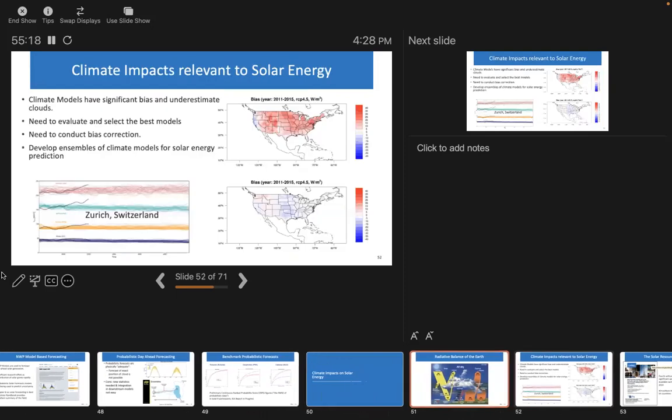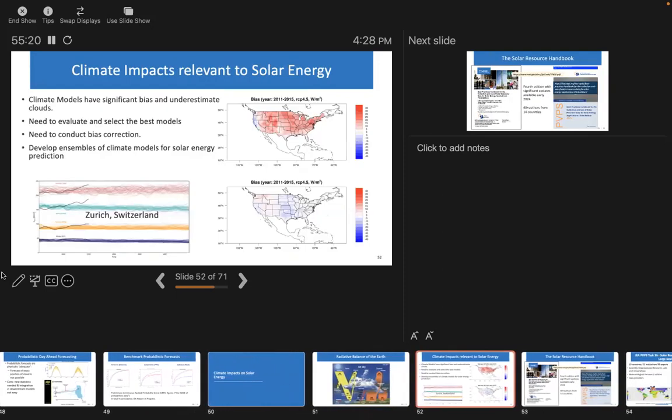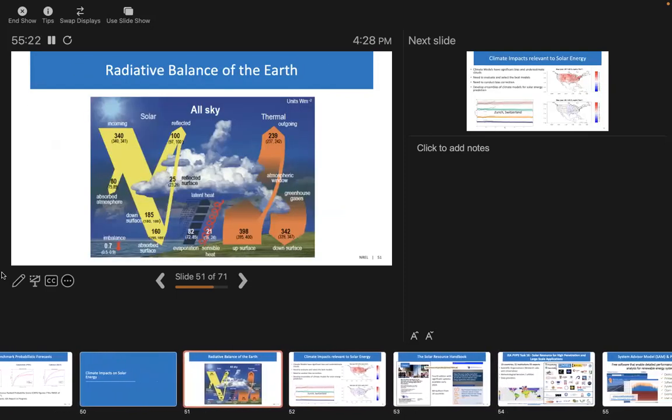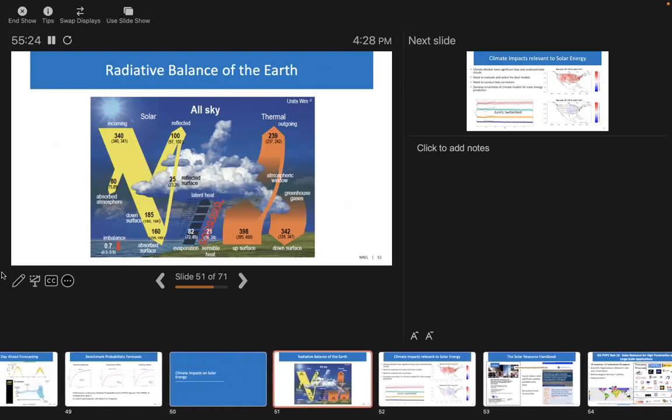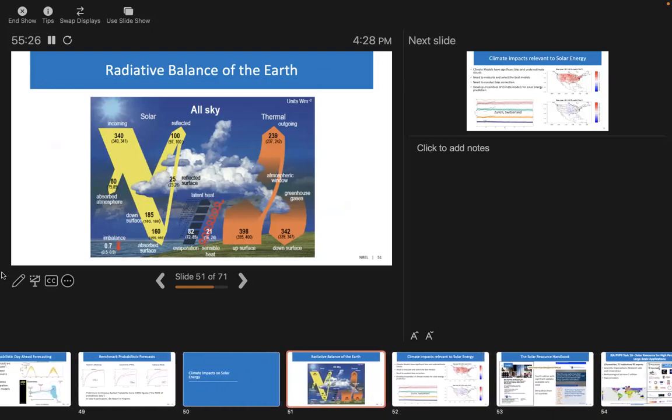But anyway, on the climate impacts, this is what I'll say. If you look at this plot, you should study this. This is part of the IPCC report. Many of you have seen it. It's the radiative balance of the planet. What comes in, what goes out.